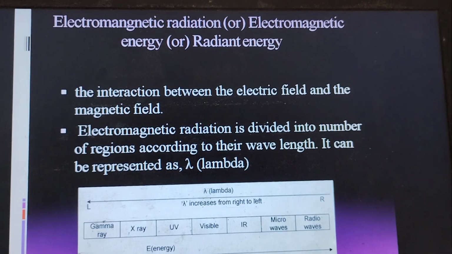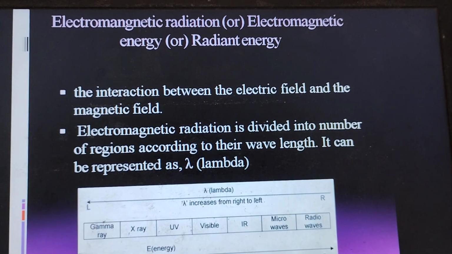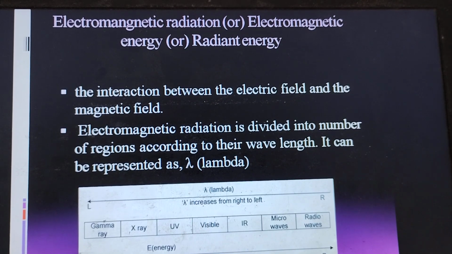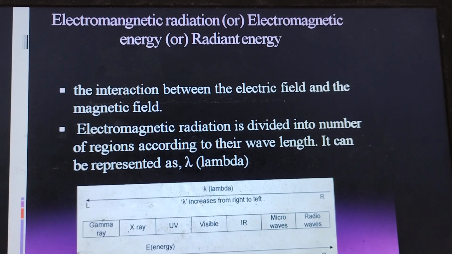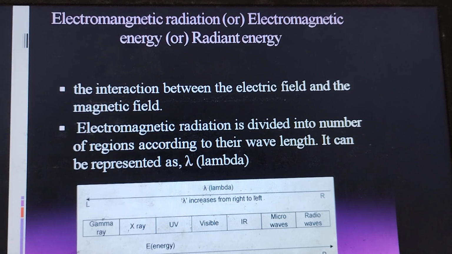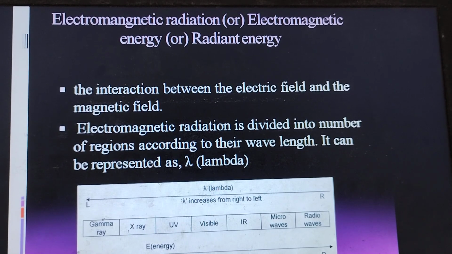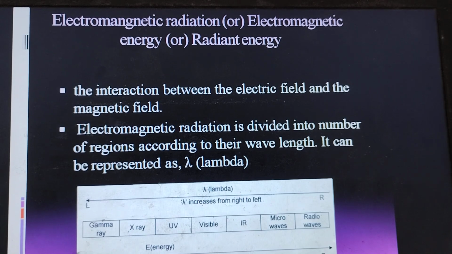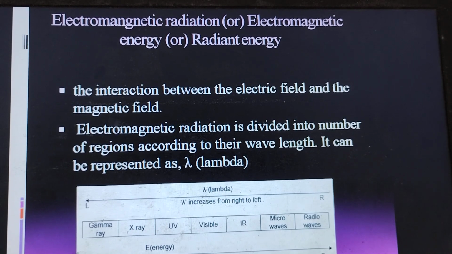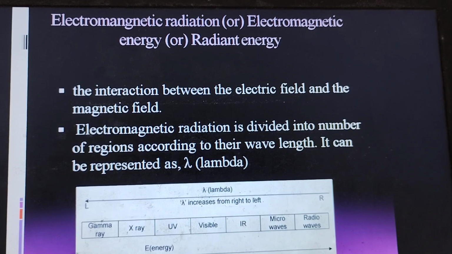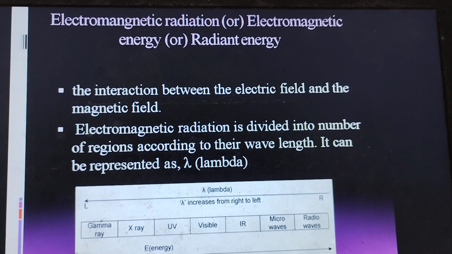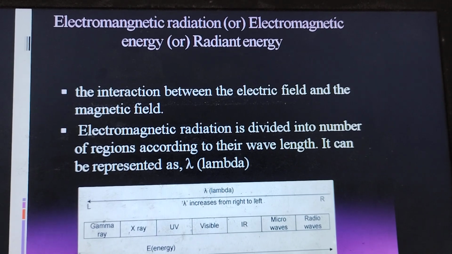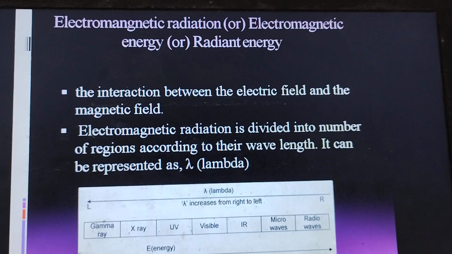Electromagnetic radiation travels in a vacuum with a wavelength. That wavelength produces the different types of spectroscopy. For example, gamma, X-ray, UV, visible spectroscopy, IR spectroscopy, microwave spectroscopy, radio wave spectroscopy. These spectroscopies are classified under electromagnetic radiation. The wavelength regions are separated and classified into the different types of spectroscopy.